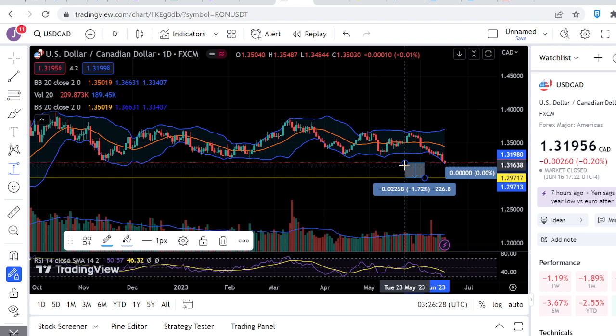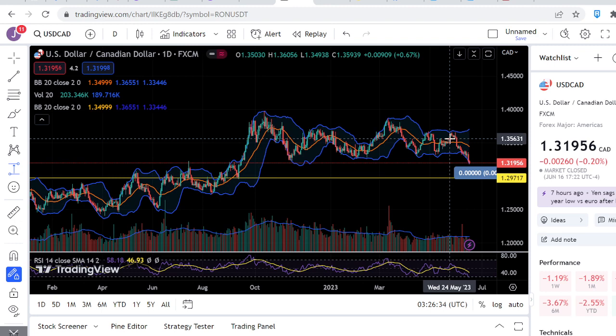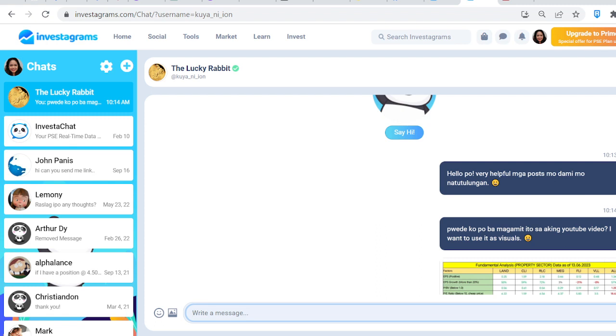But in terms of technicals, just to answer Carlos' question here, it is still on a decline. So kung iniisip mo mag long position dito, stay on the sidelines muna kasi bababa pa to. Right? So now, balik na tayo sa ating stocks.